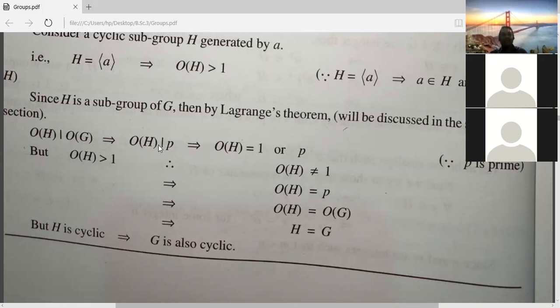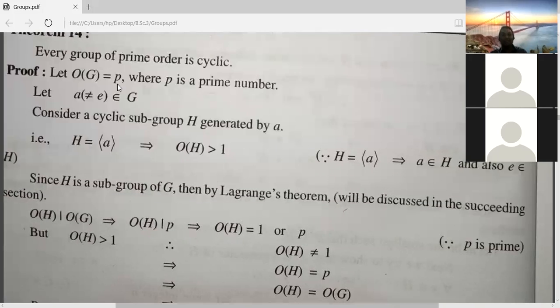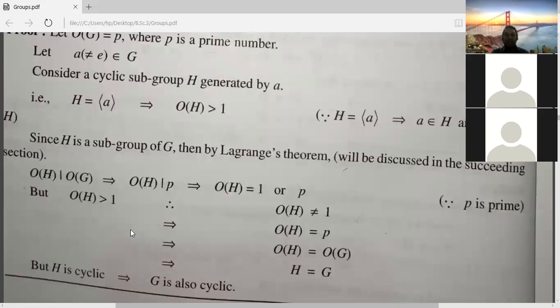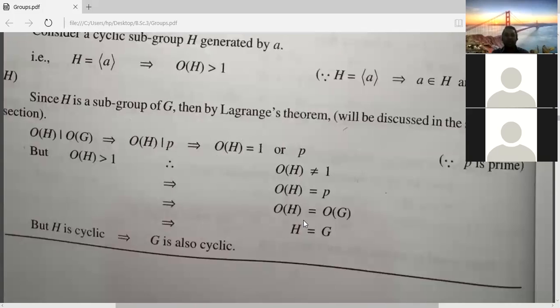Then here you can write that the order of H divides P. What is the order of G here? It is P, a prime number. The order of H divides P means you can write either the order of H equal to 1 or P, because already the divisors of a prime number are only 1 and the number itself. That's why you are writing here the order of H must be equal to 1 or P. There are two options: 1 or P. If the order of H is greater than 1, that is, not equal to 1, then the other option applies. Therefore, the order of H is equal to P. Now, already we know the order of G equals P. So now you are writing the order of H is equal to the order of G.